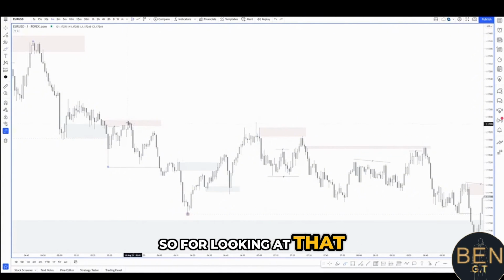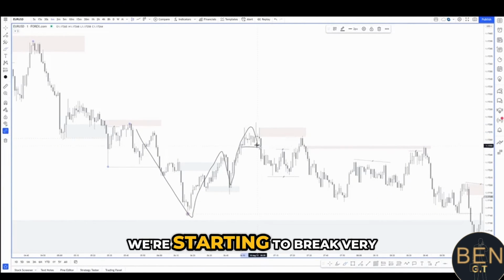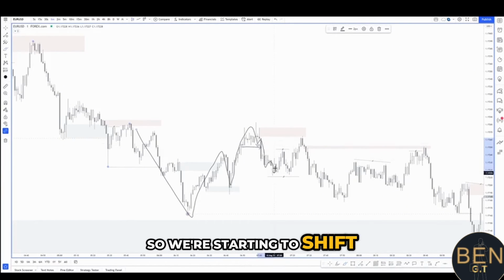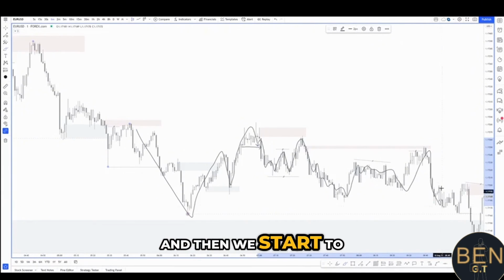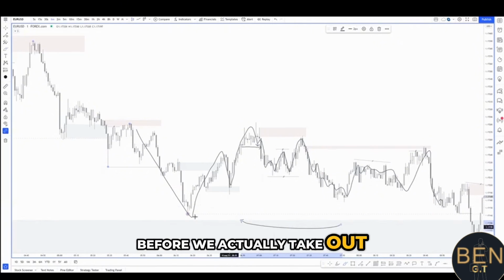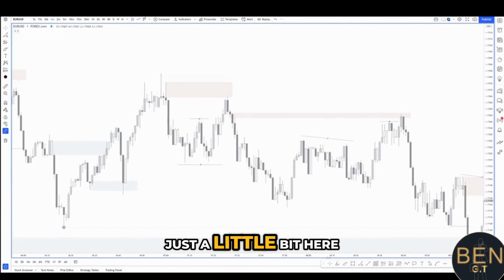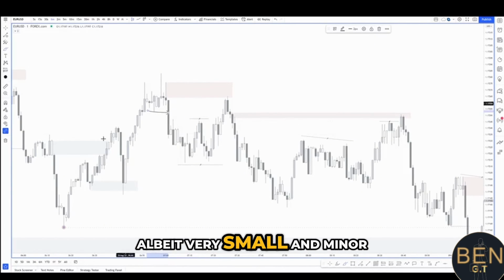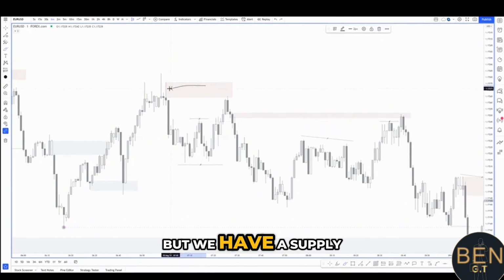So if we're looking at that from that perspective, this is our move, our impulsive move. We have substructure. We're starting to break very small structure, so we're starting to shift to minor, tap back up, and then we're starting to create minor structure. We create some more substructure, and then more minor structure before we actually take out that swing structure. But as we can see, if I zoom in just a little bit here, we have a break of structure, albeit very small and minor, and probably not something that I personally would want to trade, but we have a supply zone.